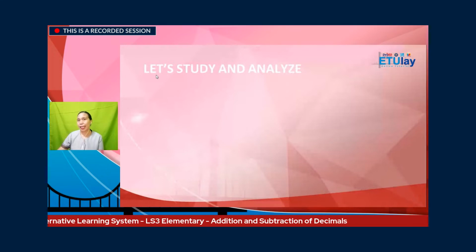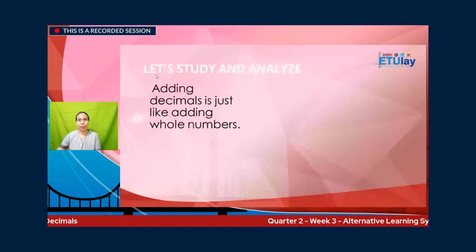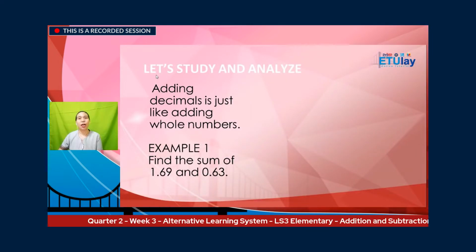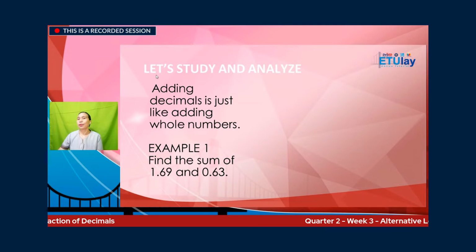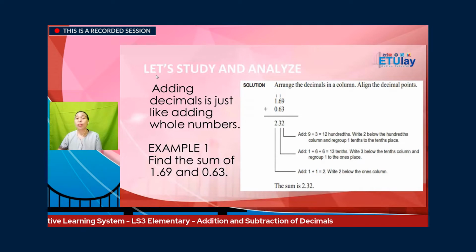Let's study and analyze. Adding decimals is just like adding whole numbers. Example number 1. Find the sum of 1.69 and 0.63. To find the answer, first, we have to arrange the decimals in a column. Then, align the decimal point. Start adding from the last digit.